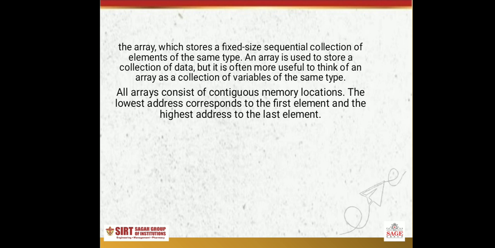What is an array? An array mainly stores a fixed-size sequential collection of elements of the same type. It is mainly used to store a collection of data, but it is often more useful to think of it as a collection of variables of the same type. You could say that an array consists of contiguous memory locations, where the lowest address corresponds to the first element and the highest address corresponds to the last element.